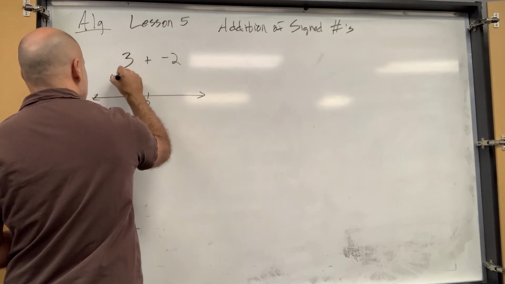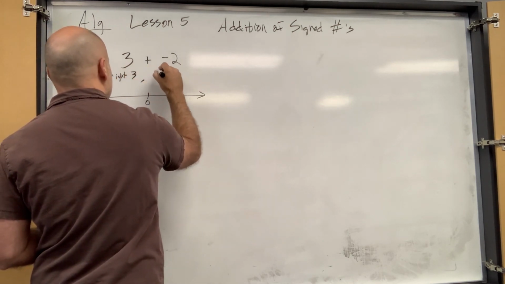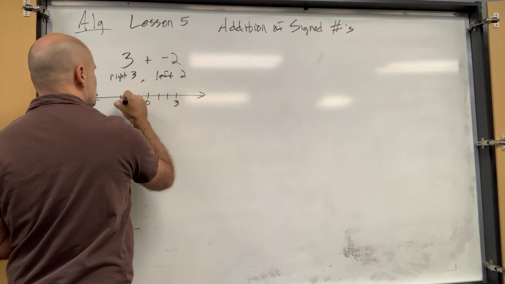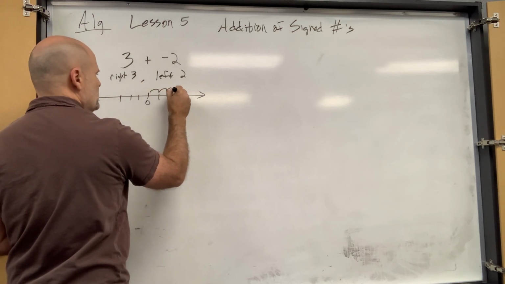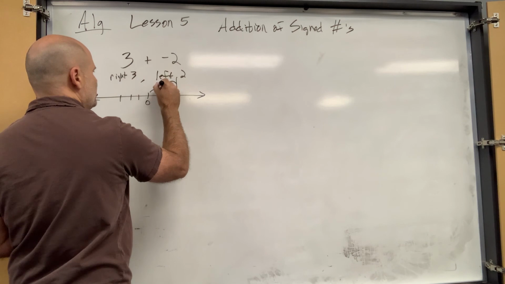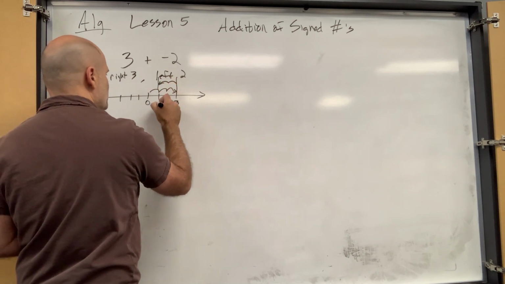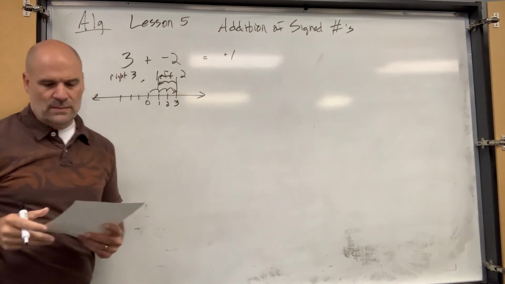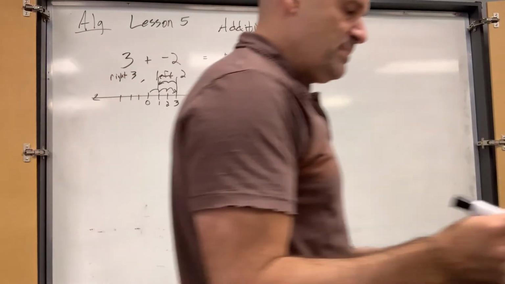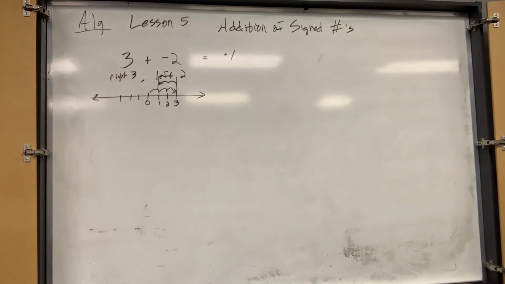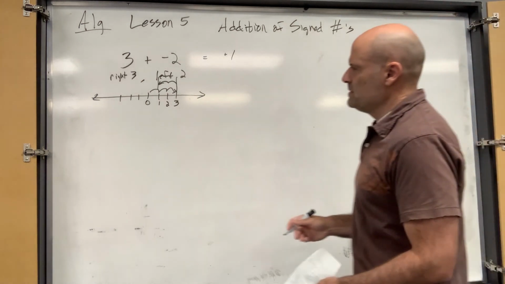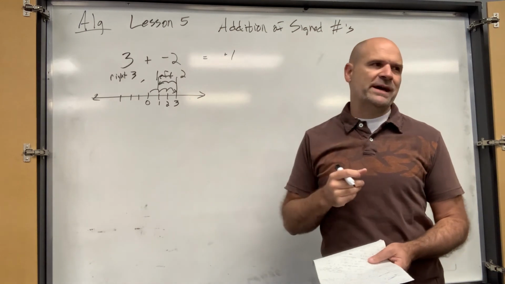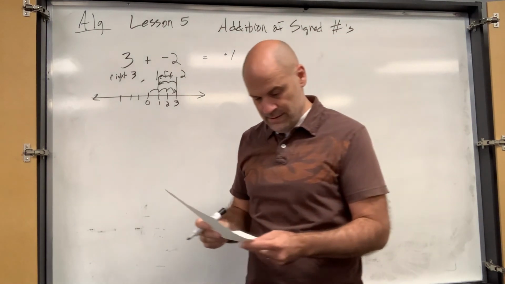I would go right 3, left 2. Okay, so I'd go 1, 2, 3 to the right, and then I'd go 2 to the left, and I'd end up at positive 1, right? And 3 minus 2 obviously means the same thing. When you're subtracting, you just go left. So your book might say use a number line to describe this problem. You don't have to. You can just add it. All right?